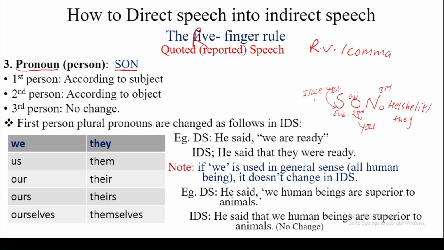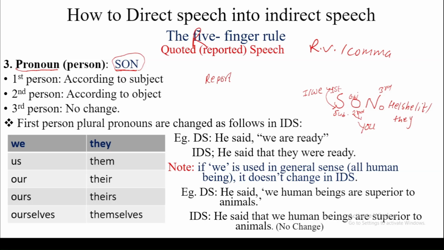So this is the rule. The pronouns I and we are changed according to subject. The pronoun you of second person is changed according to object, and the pronouns he, she, it, they are not changed. This is the rule of pronoun change, S-O-N. So here the question comes: which subject and object? The subject and object of the reporting clause.